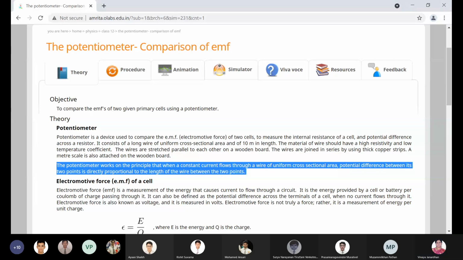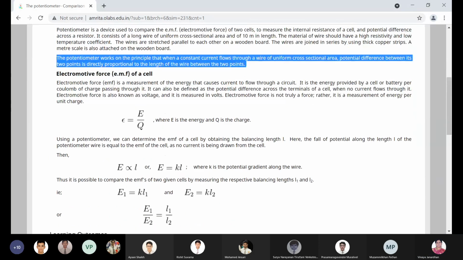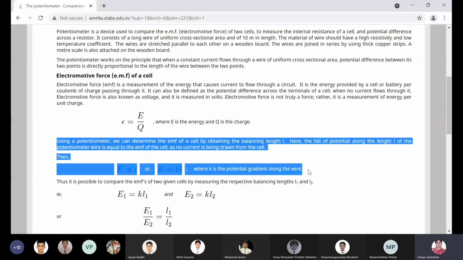Right? Fine, boys? Yes? Yes, ma'am, got it. Okay. Then you have to write this, boys. Under this also you have to write the next one, what I'm highlighting.